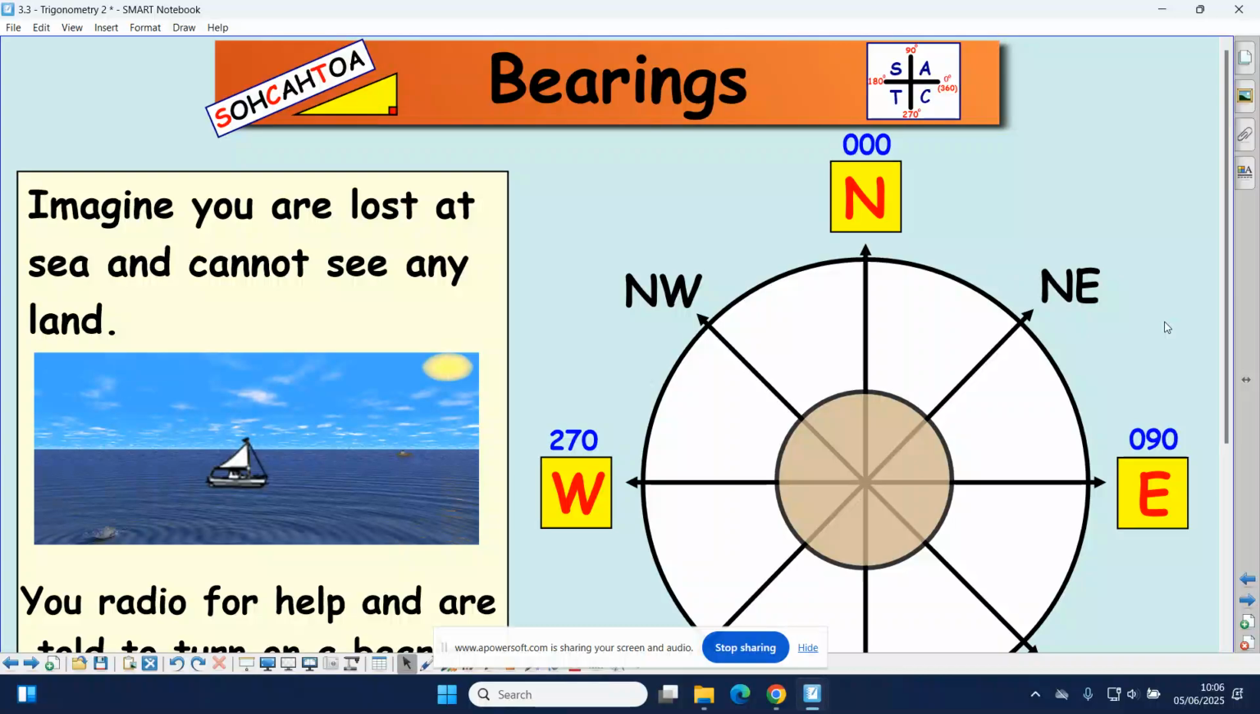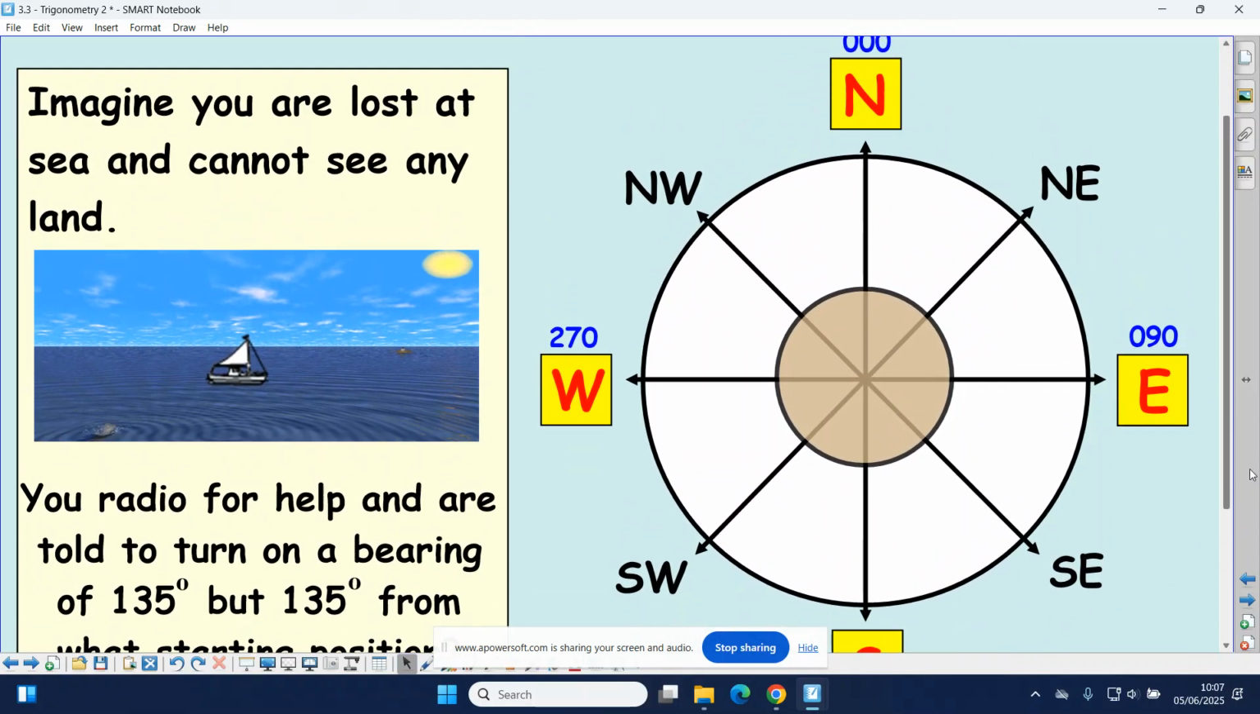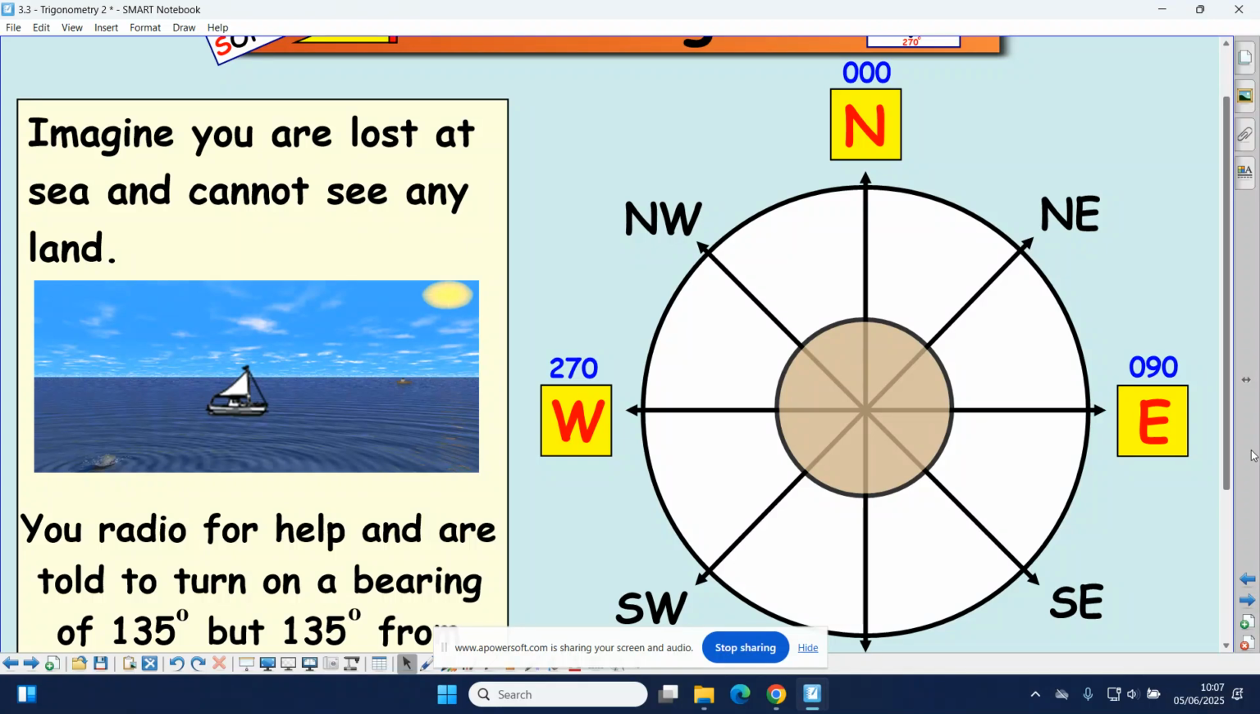Hi there. In this lesson, we're going to look at trigonometric questions involving bearings. Now, bearings are just really three-figure bearings, or numbers associated with compass points. So 000 is north, 090 is east, 180 is south, 270 is west, and so on. Now, bearings are always measured from the north line round clockwise.